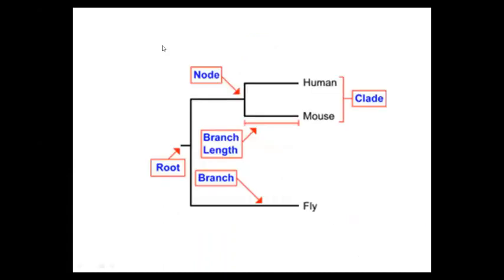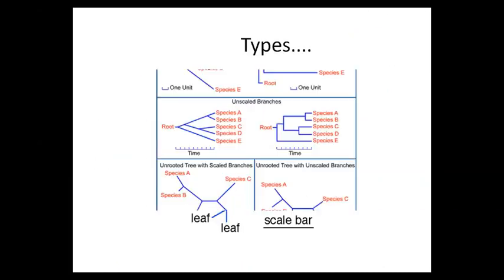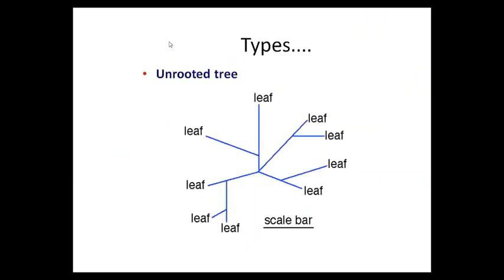But in the case of an unrooted tree, the ancestor is not known. So this is one example. Unrooted tree. You see, there is no ancestor. The branches are linked together. All leaves are different species or components, but we don't have an ancestor. So this is called an unrooted tree.